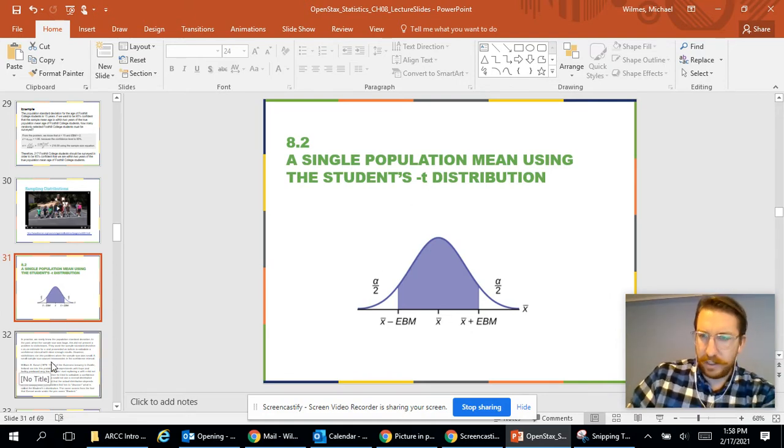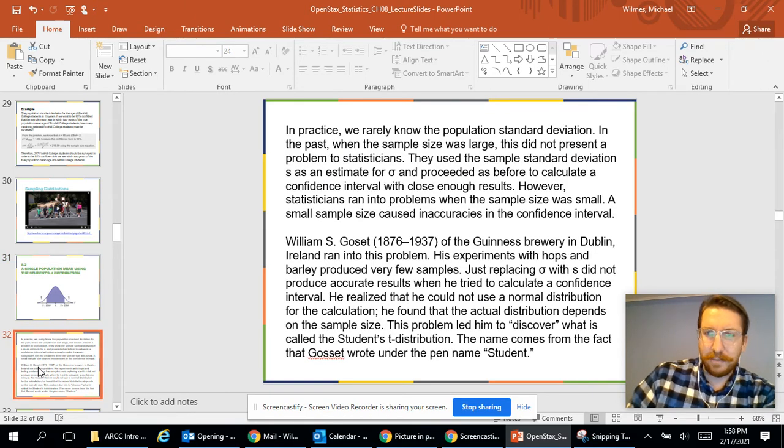t-distribution. The t-distribution is similar, but it's a little bit of a flatter curve because there is less known about the data since we don't know the standard deviation.